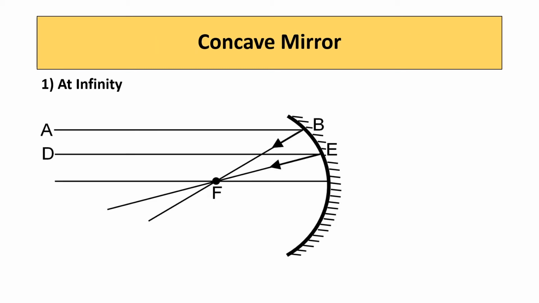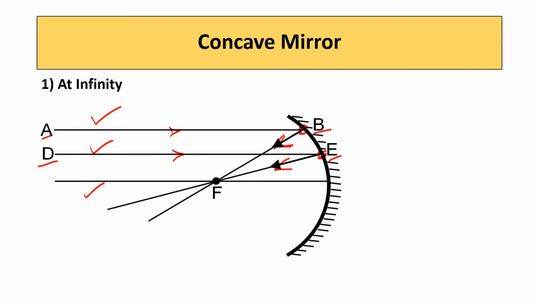When the object is kept at infinity, let this be the incident ray AB. This ray is AB, and let this be another incident ray, that is ray DE. At this point, the incident ray AB gets reflected. At this point E, the incident ray DE gets reflected. AB and DE, these incident rays are parallel to this principal axis.